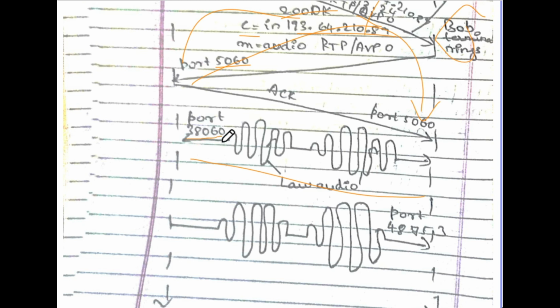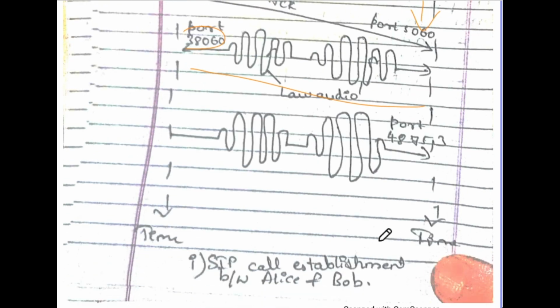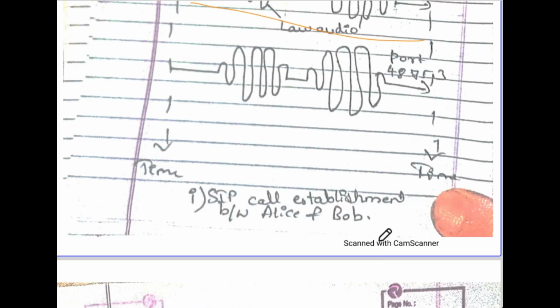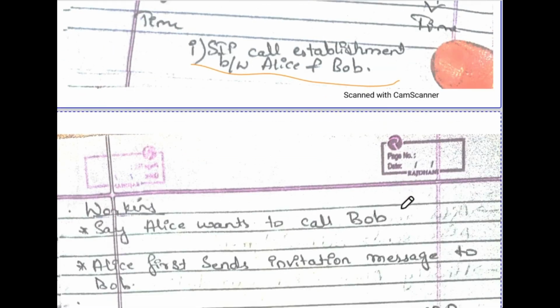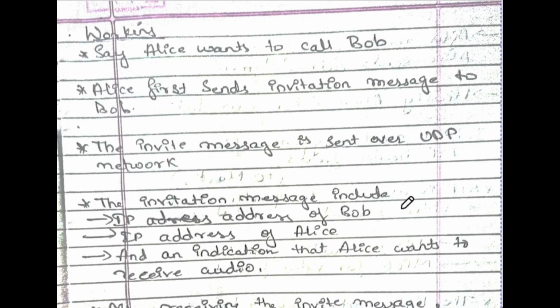Port 38060, easy to remember. Write anything you like. These two waves indicate that Bob and Alice are talking to each other. This is SIP call establishment between Alice and Bob.